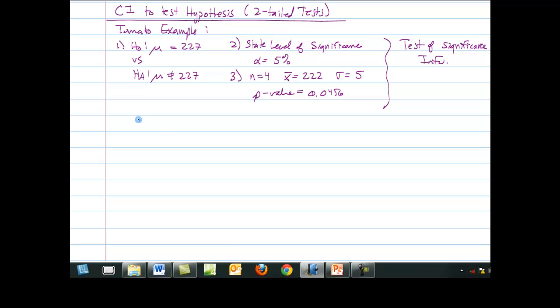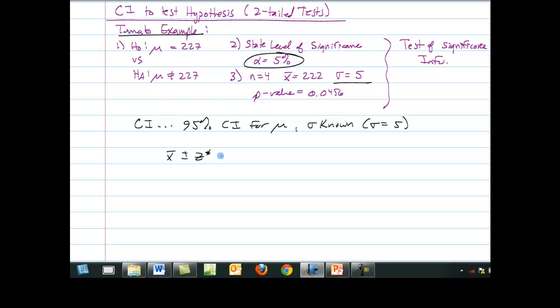Now, what would we do with a confidence interval? So still the tomato example, but now I want to talk about a confidence interval. Now, because my significance level was 5%, I would like to build a 95% confidence interval for mu. Sigma known, sigma equal 5. And that's again from up here. So what we would do is the same thing as before. We'd have x bar plus or minus z star sigma over square root of n. So x bar in this case was the 222 plus or minus z star for 95% confidence interval is 1.96. Sigma is 5 over the square root of 4.